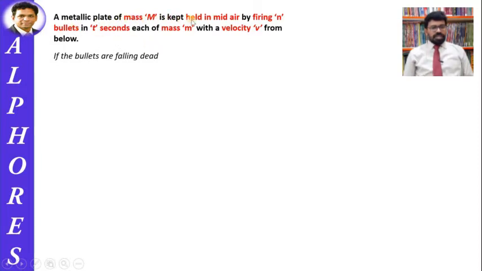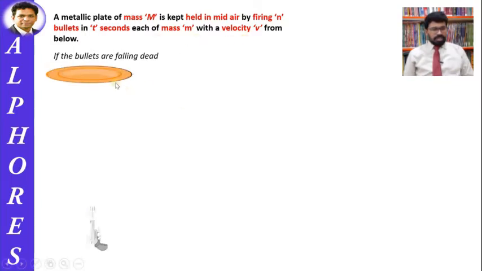A metallic plate of mass m is kept held in mid-air by firing n bullets in t seconds, each of mass m with a velocity v from below. So this is one small application connected with Newton's second law of motion. What was the situation he is describing? A metallic plate of mass m is kept held in midair. So it is not moving. How is it possible? It is possible because he is firing n bullets in t seconds, each of mass m with a velocity v from below. From the bottom, he is firing the bullets. Each bullet is coming and striking the plate. So the plate's weight is balanced by the force imparted to the plate by the bullets.